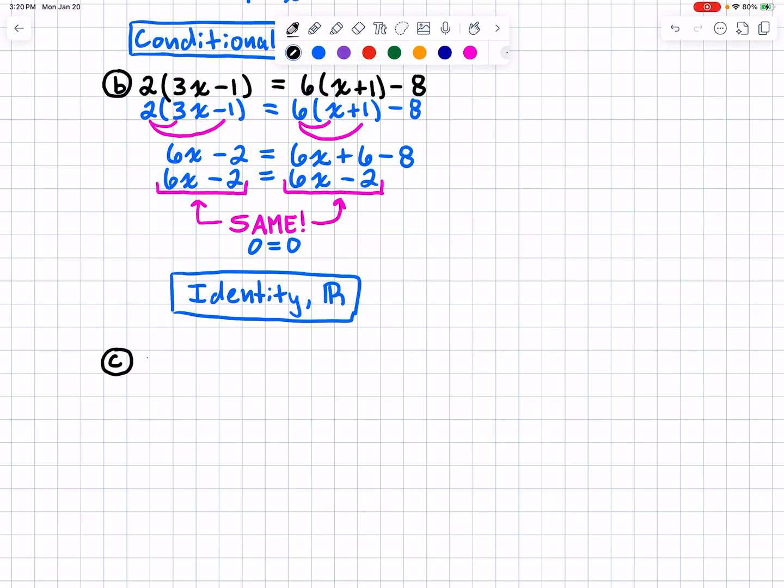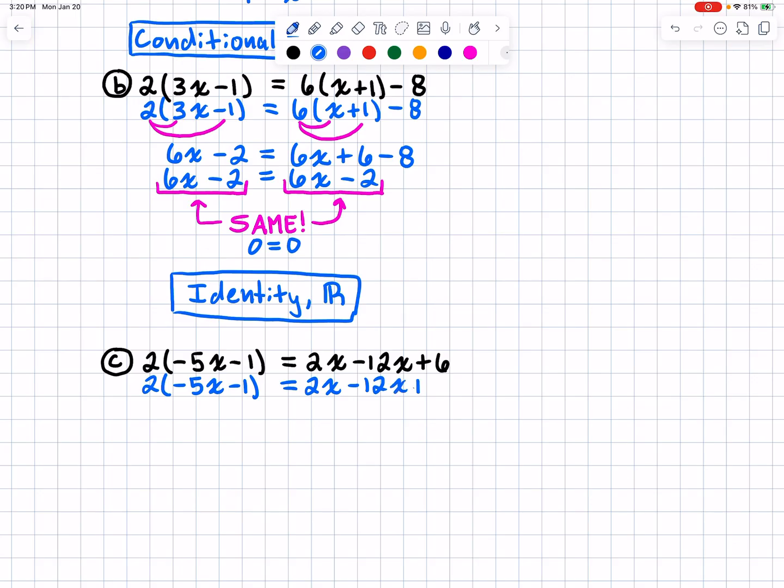Part C is 2 times the quantity of negative 5x minus 1 equals 2x minus 12x plus 6. All right. First step is just to rewrite the problem. So that's 2 times negative 5x minus 1 equals 2x minus 12x plus 6.